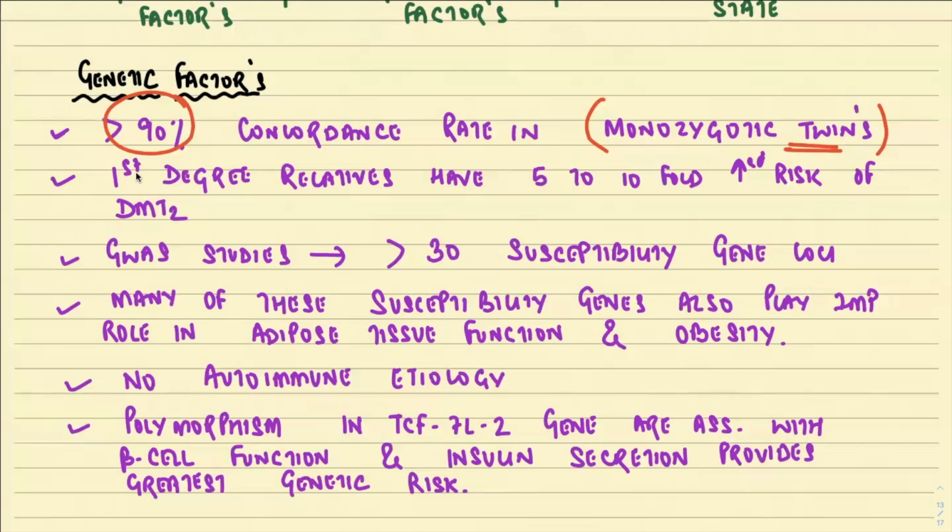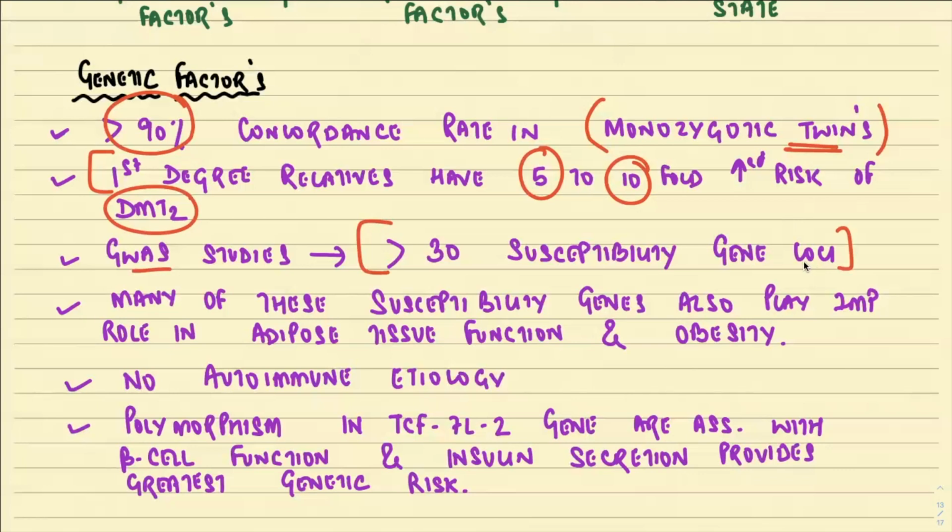Now, first degree relatives of diabetes, if you see in your family, if one brother has diabetes mellitus or one cousin has it, the risk of developing diabetes mellitus becomes 5 to 10 fold more. So first degree relatives have a 5 to 10 fold increased risk of diabetes mellitus. Now, genome-wide association studies show the presence of more than 30 susceptibility gene loci responsible for the development of type 2 diabetes mellitus.